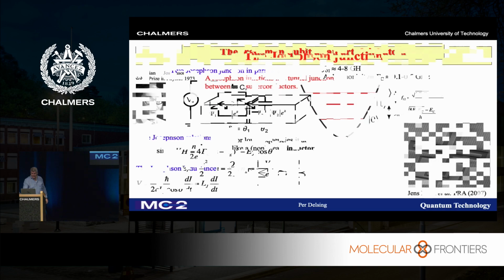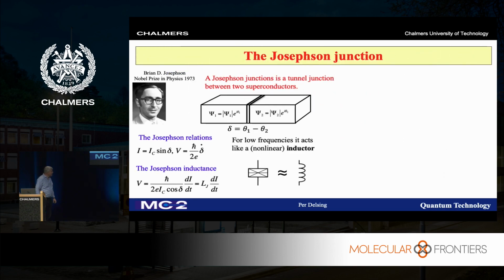So I'm actually going to skip that and go to this one. This person here is Brian Josephson. When he was 26 years old, he figured out what happens in a system where you have a superconductor on one side, an insulating barrier, and then a superconductor on the other side. So he derived these very famous equations, the Josephson relations, that tell you how current and voltage depend on the properties of the superconductor.